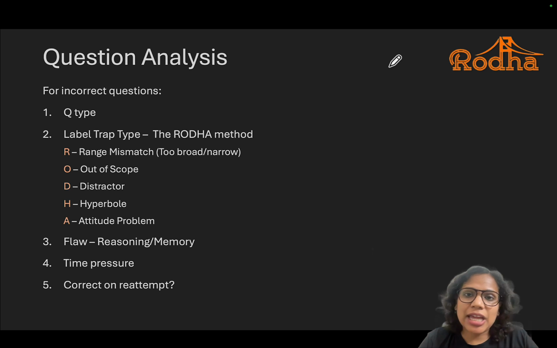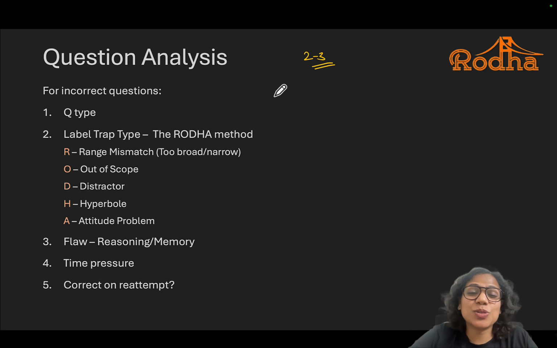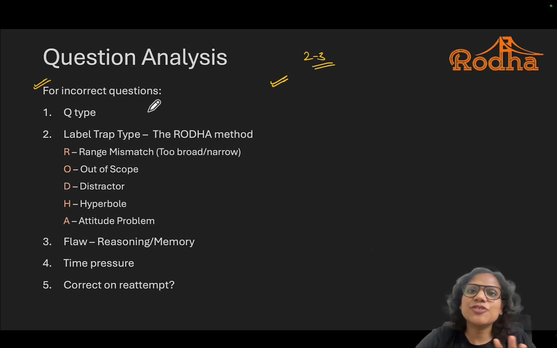And I think after every alternate, or after every two or three sectionals or mocks, you should do this question analysis as well. I think in the beginning this has a lot of value, even when you do it for every sectional, every mock, right? So for the incorrect questions, do these five things.